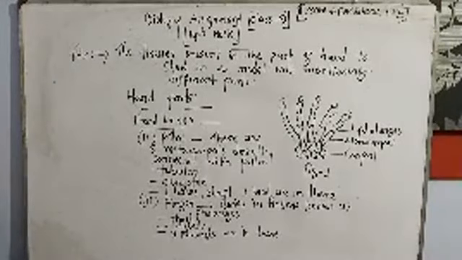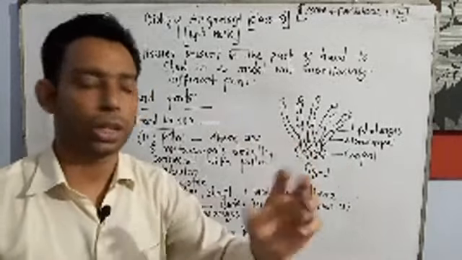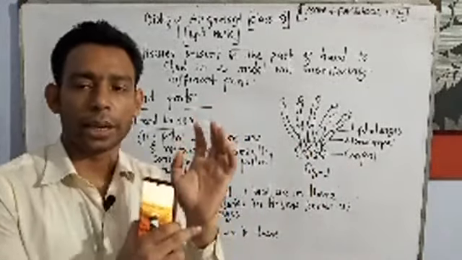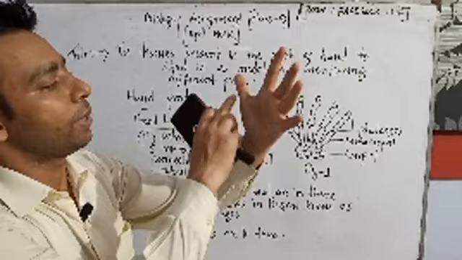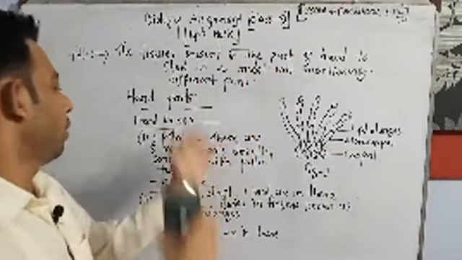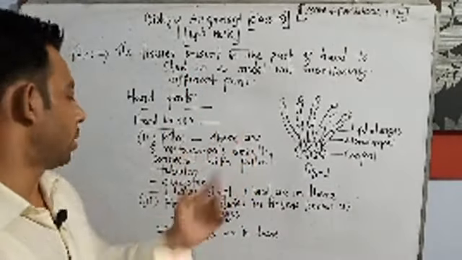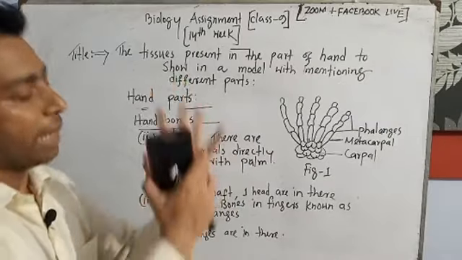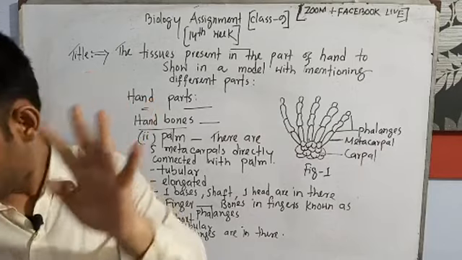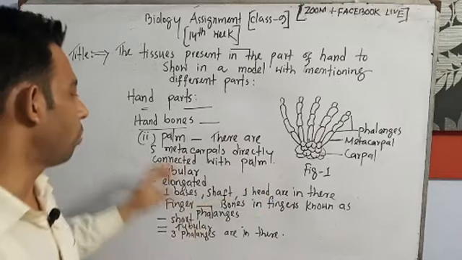Listen, it is better to know whatever is given here. First, we learn about the wrist. Then the palm: there are 5 metacarpals, 1 2 3 4 5, directly connected with this palm. It is tubular, elongated, and has one base. The lower part is known as the base, then the body is the shaft, and the top part is the head. This is what is formed on the palm.